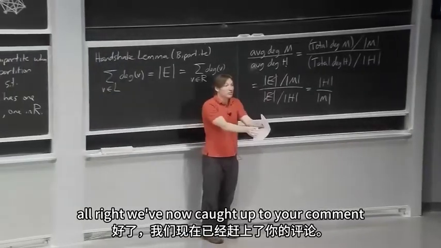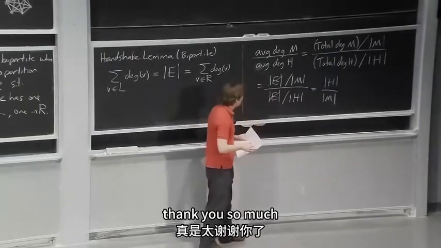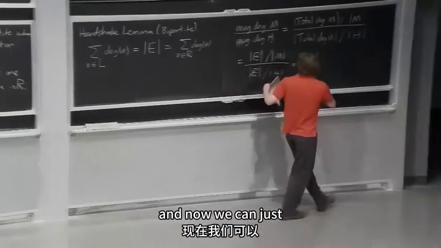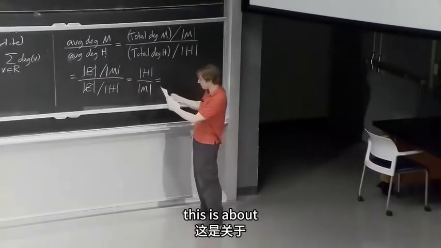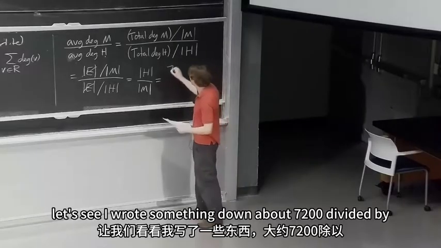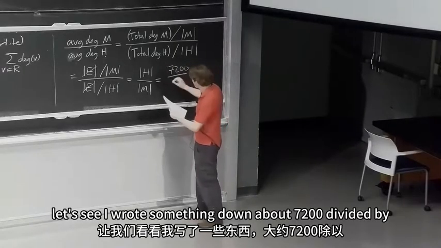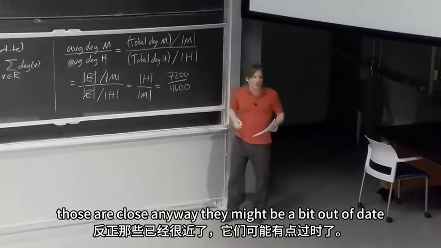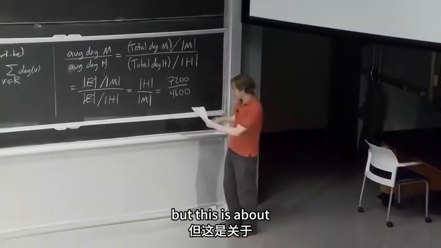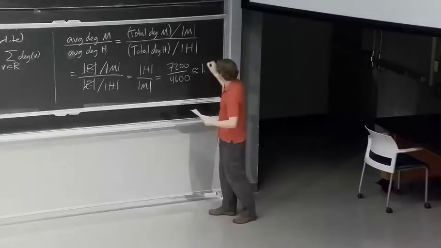All right, we've now caught up to your comment. Thank you so much. And now we can just ask how many students there are in each school. This is about, let's see, I wrote something down, about 7,200 divided by 4,600. Those are close anyway. They might be a bit out of date. But this is about 1.6.